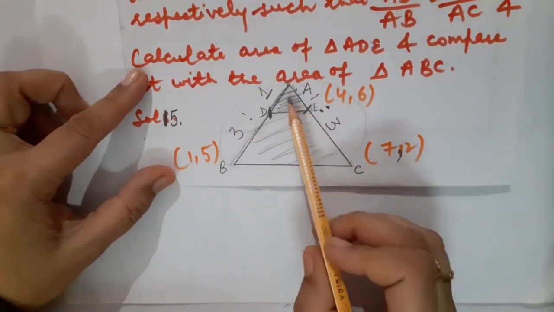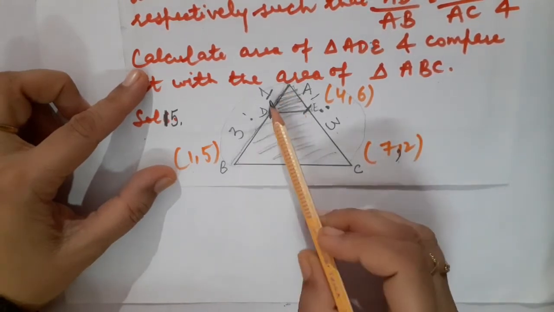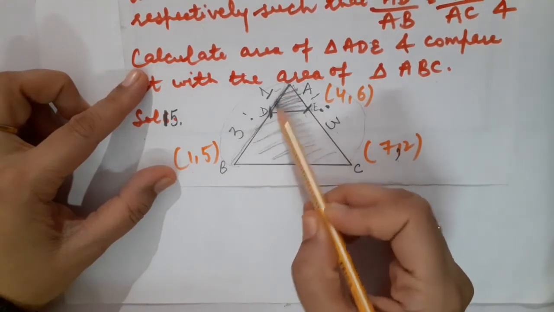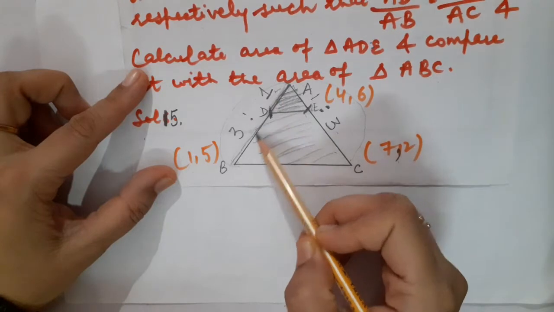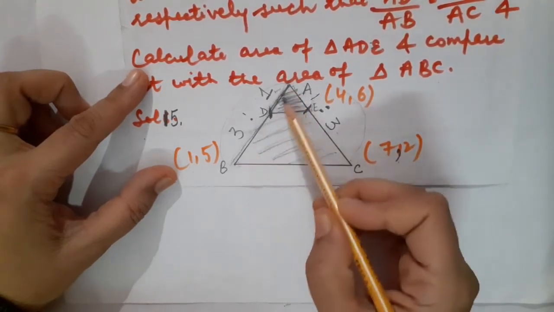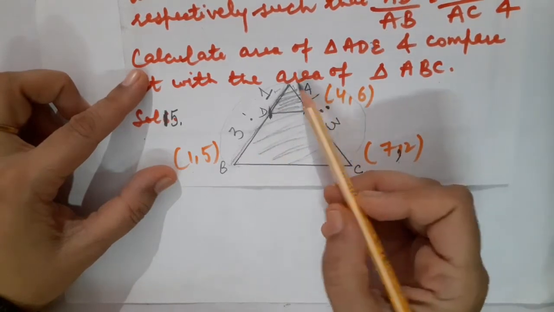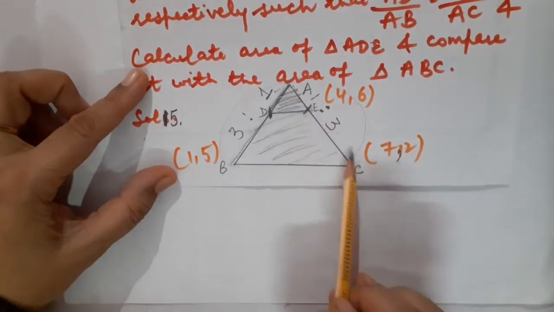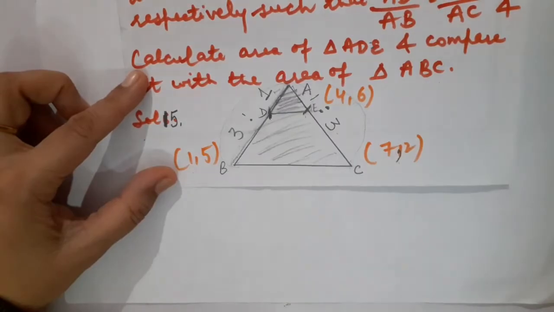It is given that AD upon AB is in the ratio 1:4. So let us consider AD as x and AB as 4x. So we can easily calculate BD. How? BD is equal to AB minus AD. So it would become 3x. So what will be the ratio? That is 1:3. Similarly, AE upon EC will also be in the ratio 1:3.